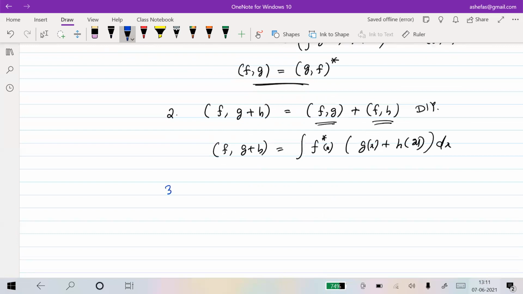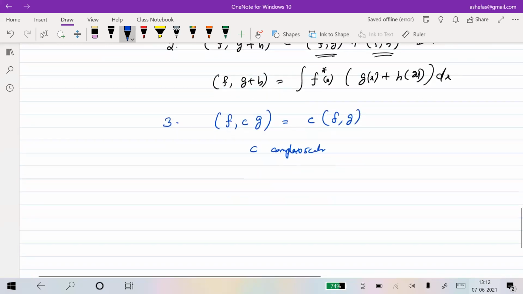And the third property: (f, cg), where c is some number, c is a scalar. It can be a real scalar or complex scalar, so in general, we can call it a complex scalar. Then it is simply c times (f, g). You can take c outside. So it is linear in the post-factor.